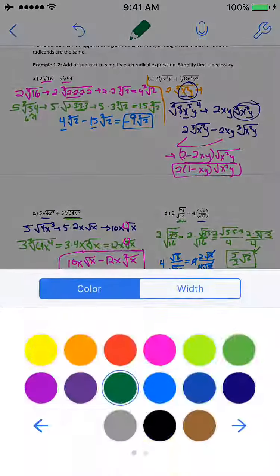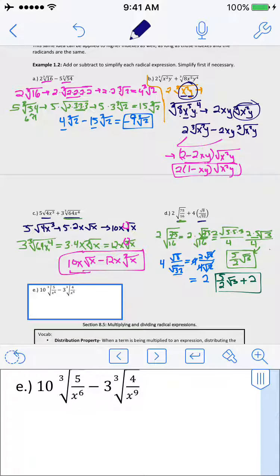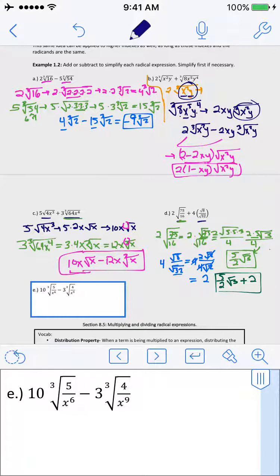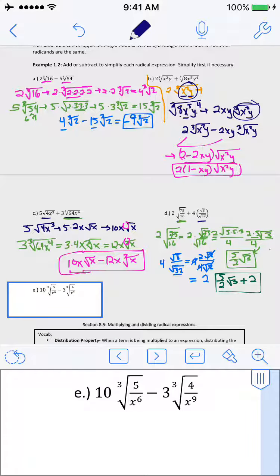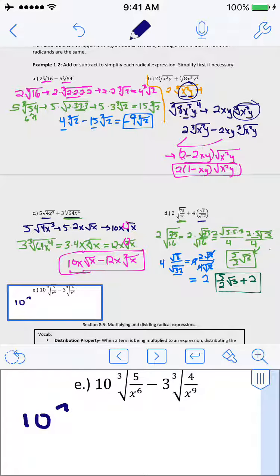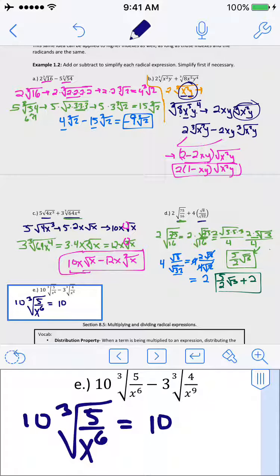Last one, let's try this one. Some variables thrown in there. Okay, cubed roots this time, but again, that quotient rule applies to anything. So I can take these guys, I can make them into each their own radical and see if they simplify. So I have 10 cubed root of 5 over x to the 6th is the same thing as 10 cubed root of 5 over cubed root of x to the 6th.